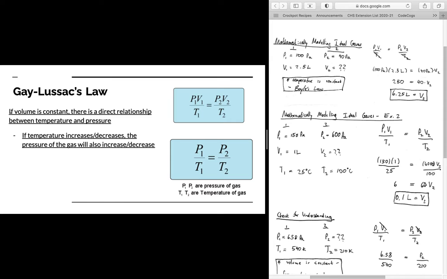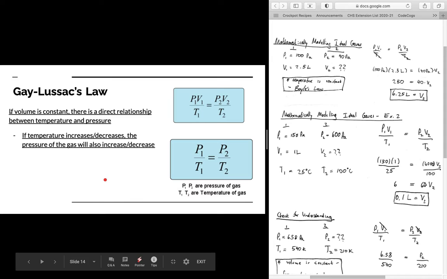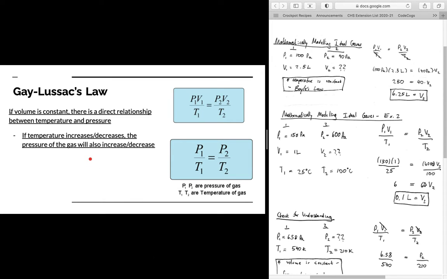So now let's move on to our last law, Gay-Lussac's Law, which states that if volume is constant, there's a direct relationship between temperature and pressure. If temperature increases/decreases, the pressure of the gas will also increase/decrease, okay? So there's a direct relationship between temperature and pressure. We increase temperature, pressure will increase if volume is constant. So V is constant here, we can cross out V1 and V2, and we get P1 divided by T1 equals P2 divided by T2.